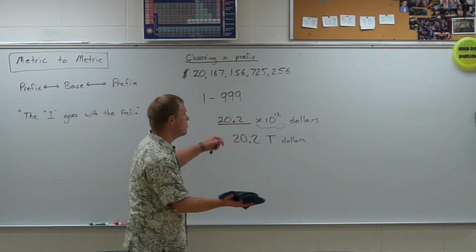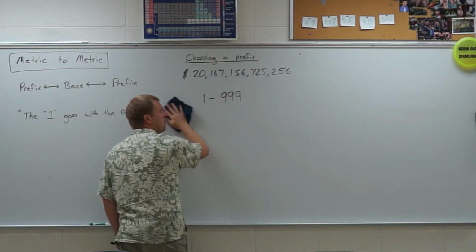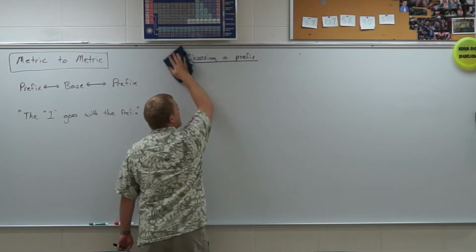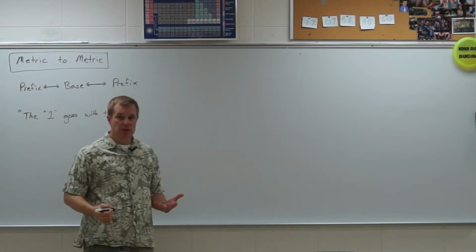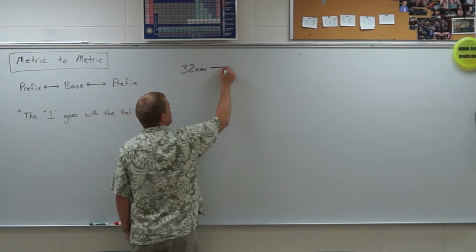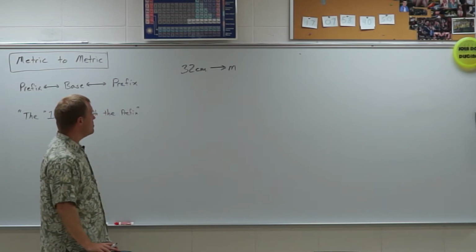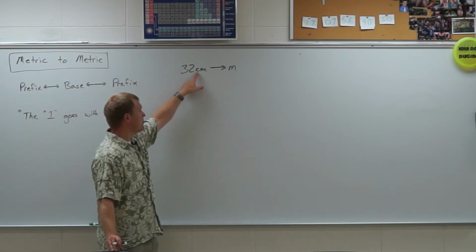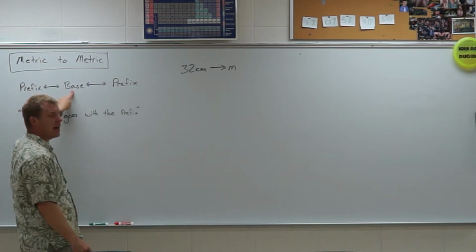So this is how we decide which prefix works best. We kind of trial and error, but we want to land a number between 1 and 999. So let's see what happens when we want to convert. A popular one we get is I maybe have 32 centimeters, and I want to change it into meters. Okay. So if I want to do this, can I go from something that has a prefix to something that's just the base? Yes, I can.